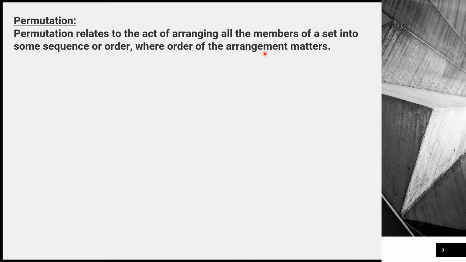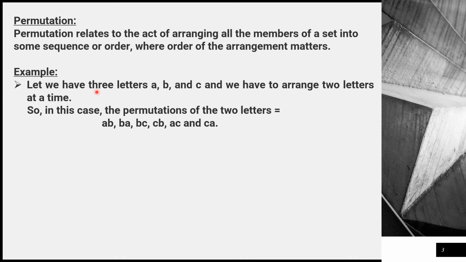Let us take one example. We have three letters, let us assume A, B, C, and we have to arrange two letters at a time. Then the permutation would be AB, BA, BC, CB, AC and CA. Here you can see AB is present and BA is also present. AB and BA are not the same, right? Because the order of arrangement matters.